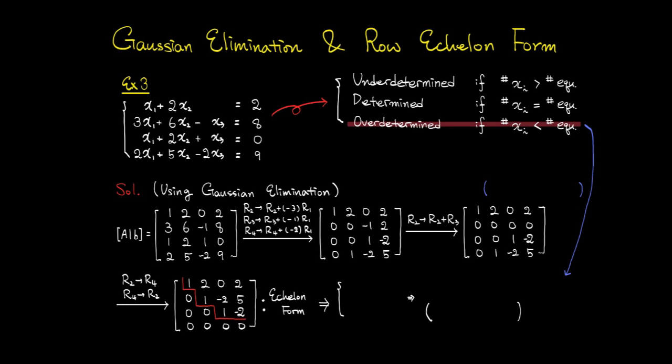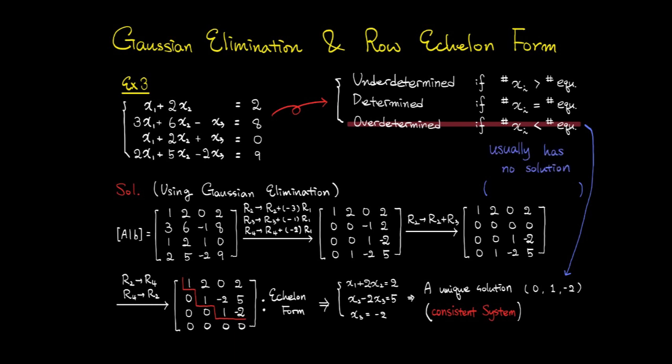Expressing this matrix as a linear system, we have x1 plus 2x2 is equal to 2, x2 minus 2x3 is equal to 5, and x3 is equal to minus 2. So this system has a unique solution, 0, 1, minus 2. Because this linear system also has a solution, it is a consistent system. An overdetermined linear system usually has no solution, but not always.